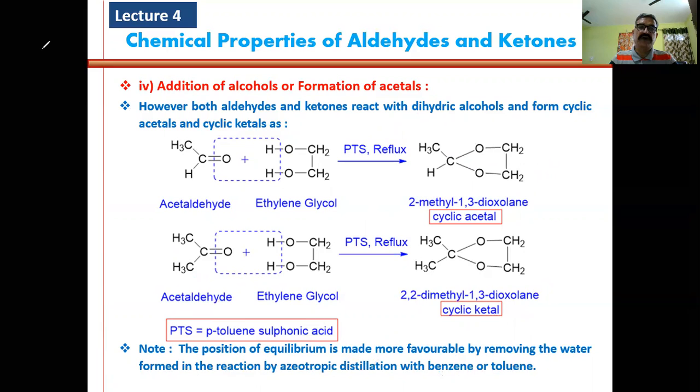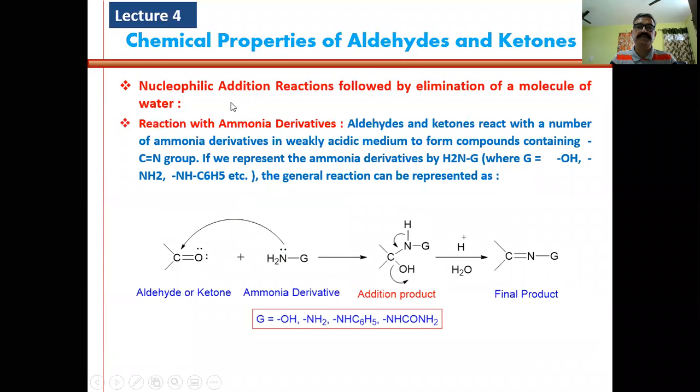So what was it about? Formation of acetals and ketals, that is, reaction with alcohols: first monohydric alcohol, then dihydric alcohol. Now we have nucleophilic addition reactions followed by elimination of a molecule of water. So the most important ones here, children, are reactions with ammonia derivatives. You have to understand the general mechanism of ammonia derivatives. The rest of the reactions will be very easy once you understand the general mechanism.